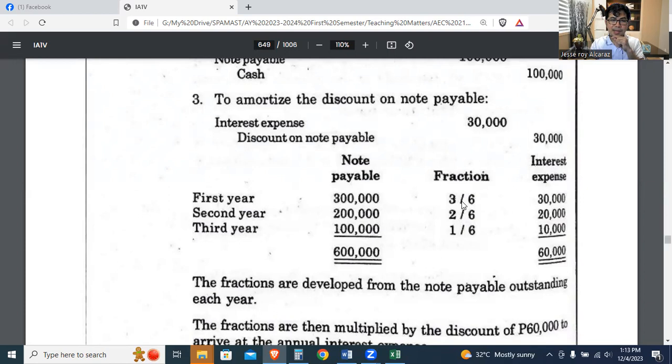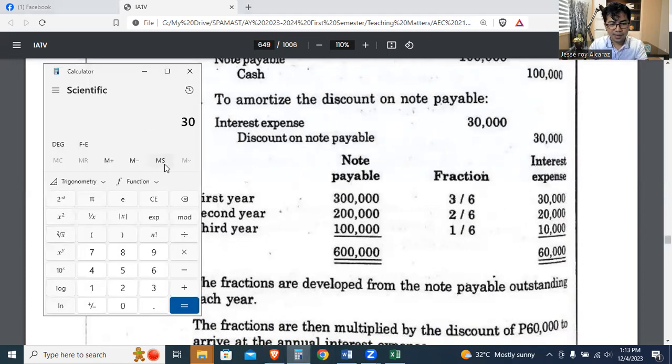And then, multiply it to the 60,000 pesos discount. So, 300,000 pesos times 3 over 6. So, that's 60,000 pesos for all the discount, times 3 over 6. Okay, that's 30,000.